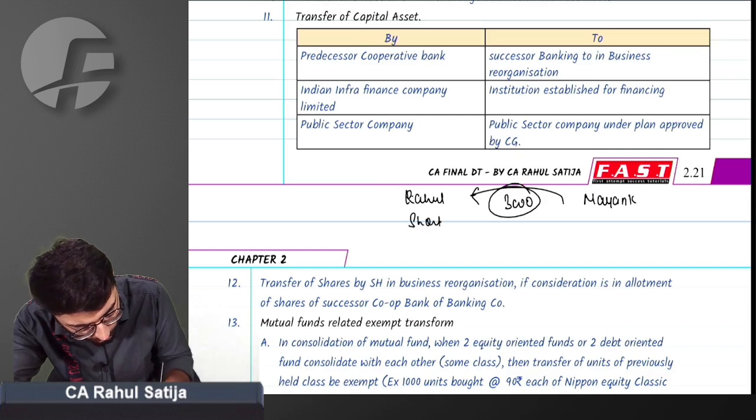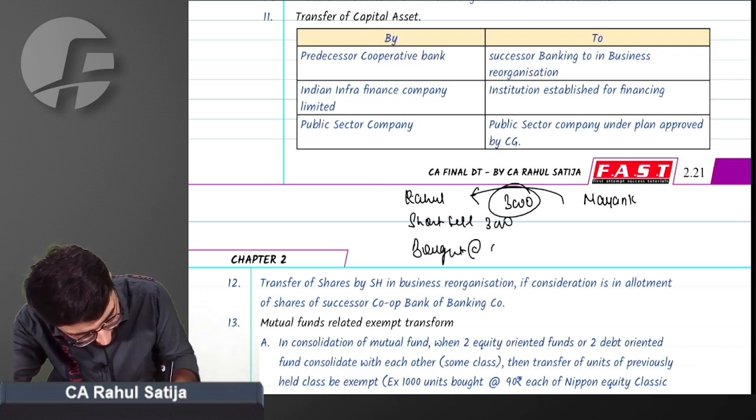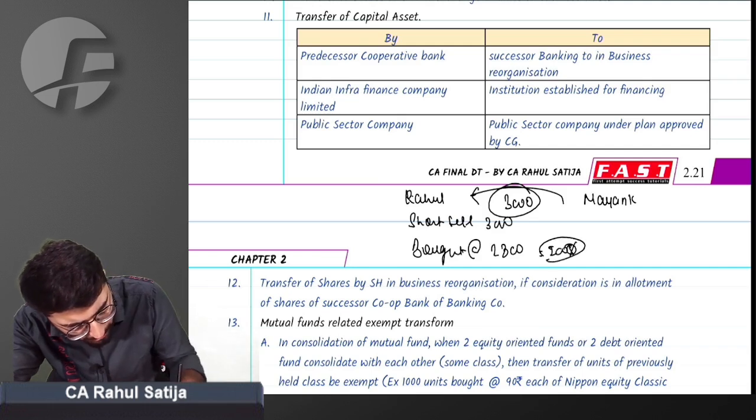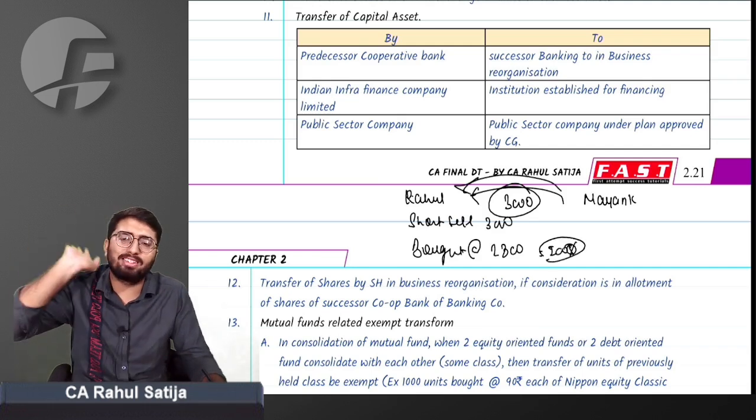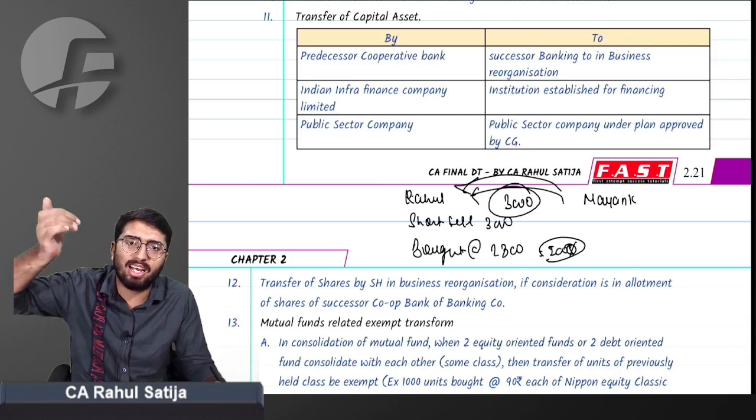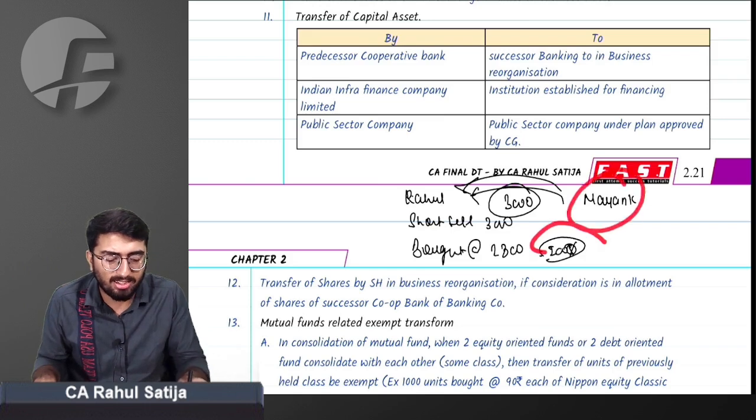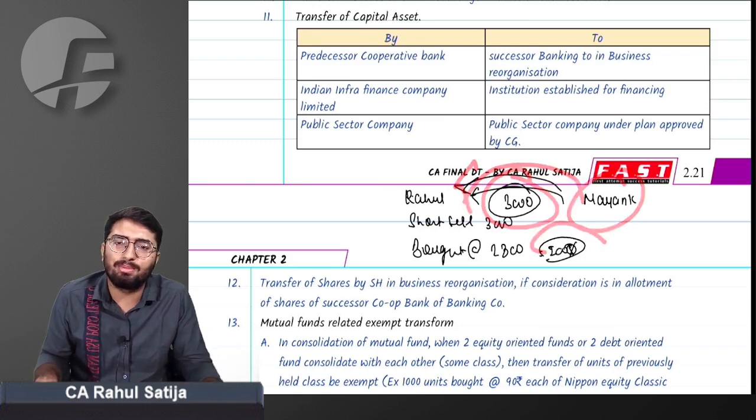Rahul shorted it, short sell. Rahul did a short sell for 3,000 and bought at 2,800. Rahul made a profit of 200. Now, can I say the transfer made by Mayank to Rahul will also be considered as transfer because Mayank relinquished his rights in shares? So, can I say the transfer made by Mayank to Rahul will also be an exempt transfer?